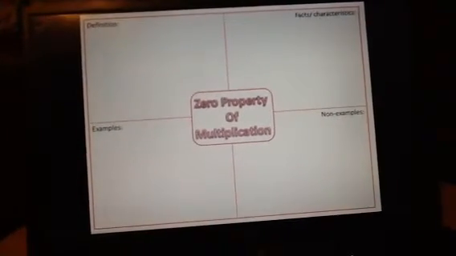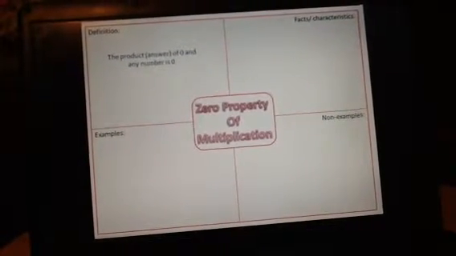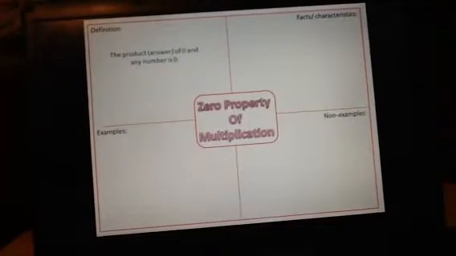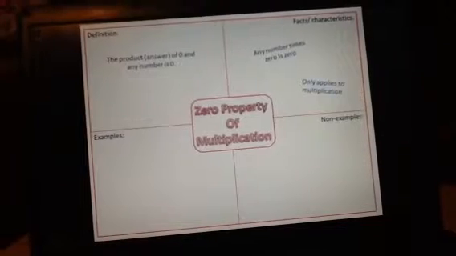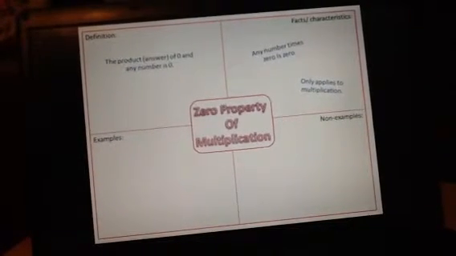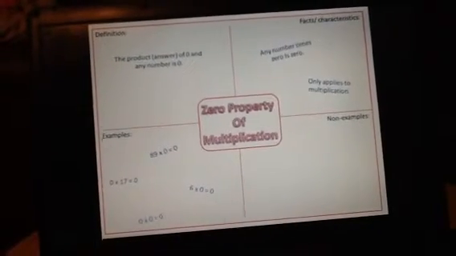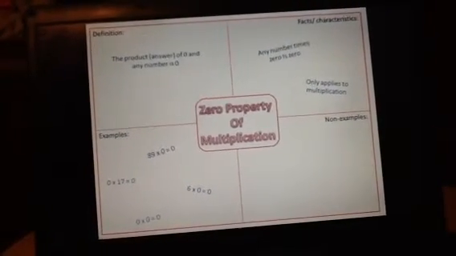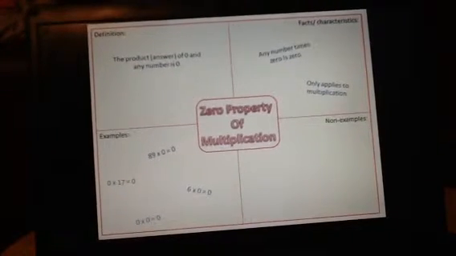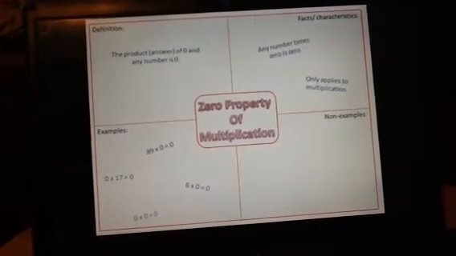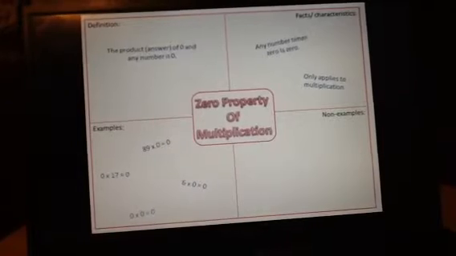Our third property is the zero property of multiplication. The definition is the product of 0 and any number is 0. A few facts are any number times 0 is 0, and this only applies to multiplication. A few examples are 89 times 0 equals 0, 0 times 17 equals 0, 0 times 0 equals 0, and 6 times 0 equals 0.